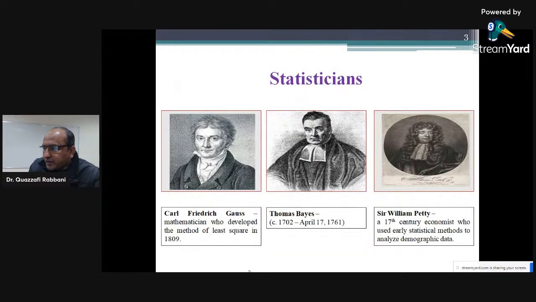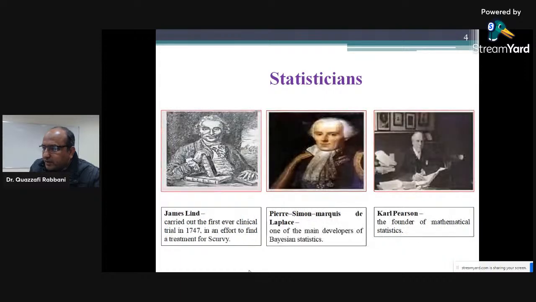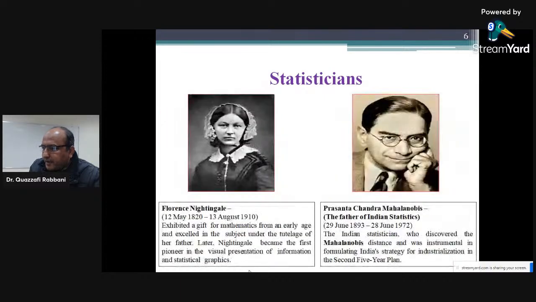Now, these are some statisticians who contributed much from ancient to modern time. One of the statisticians is from India, P.C. Mahalanobis, who is also known as the father of Indian statistics. He was the architect of the second five-year plan. He also established the Indian Statistical Institute at Kolkata.